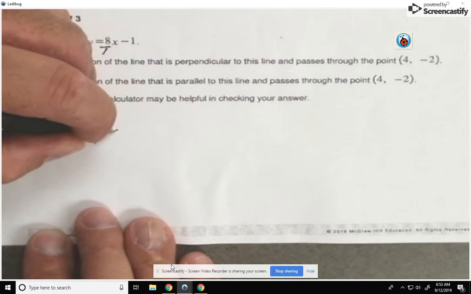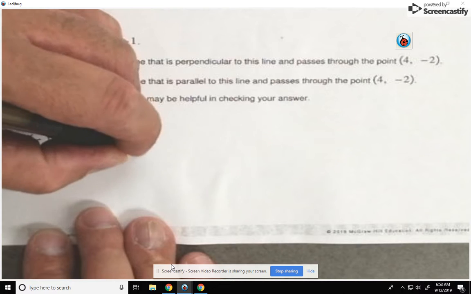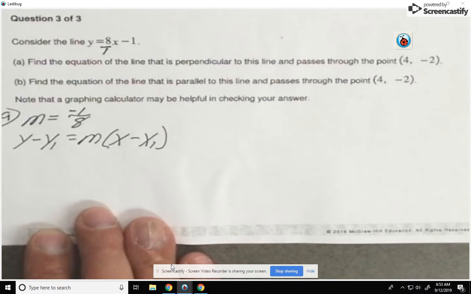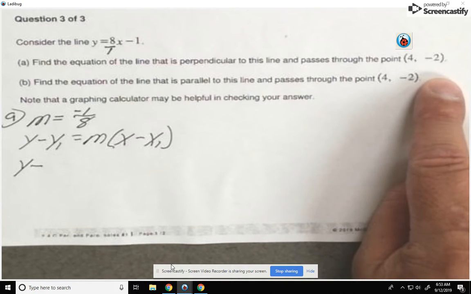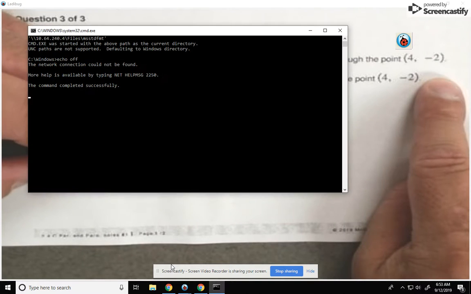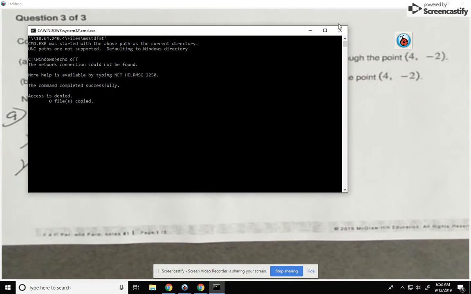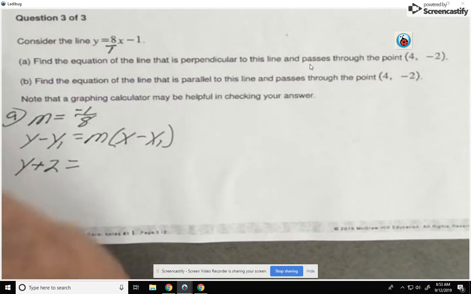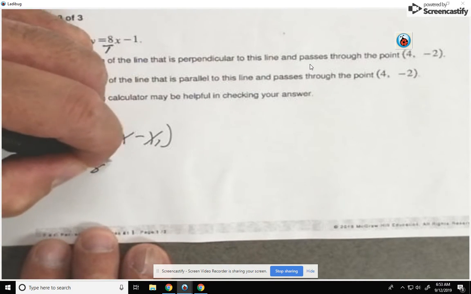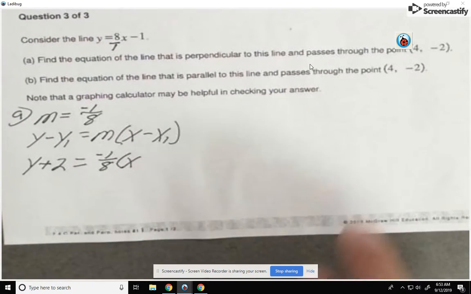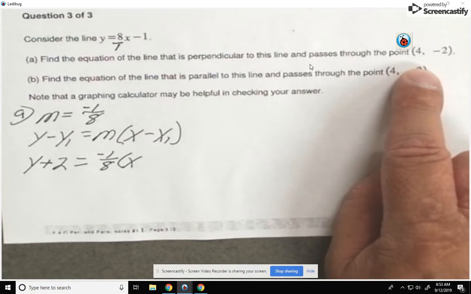We're going to fill in what we know. Again, y1 comes from your point. So in this case, we have a negative 2. And again, since it would be minus a negative 2, we just go ahead and put plus 2. Our slope, we said, is negative 1/8. And our x1, again, comes from our point, which we say is 4.